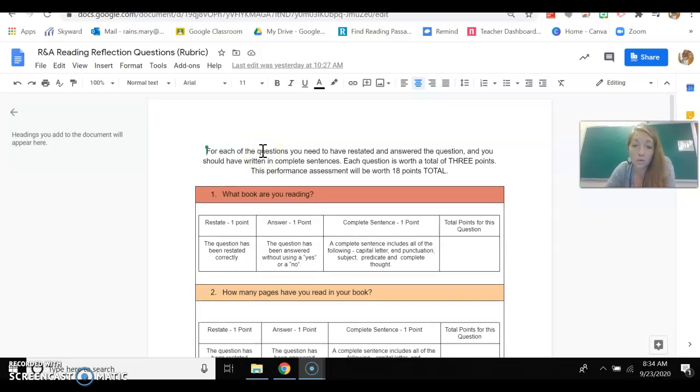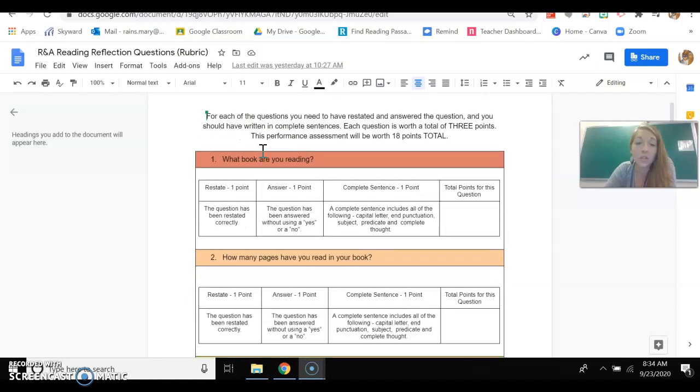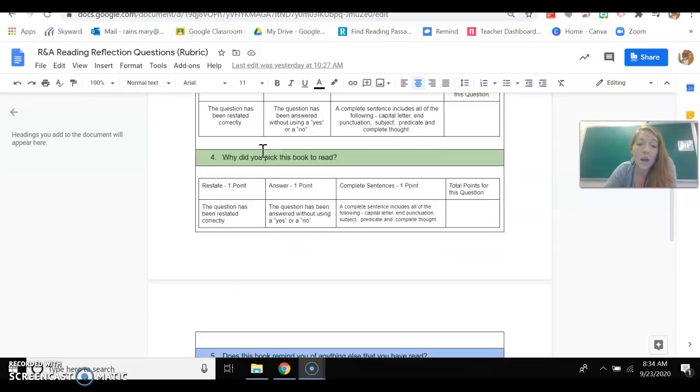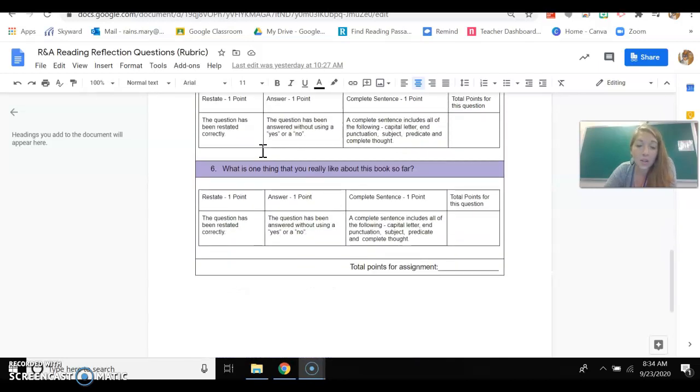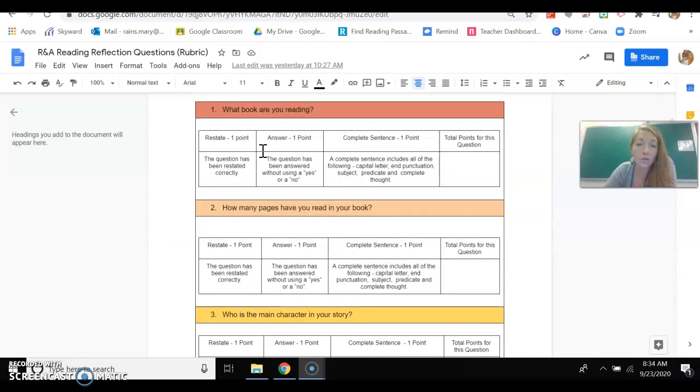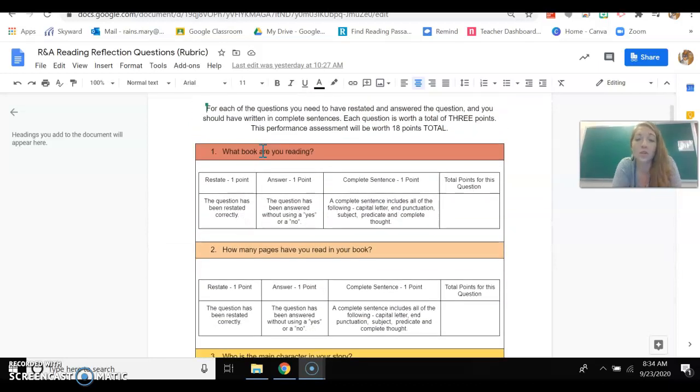for week 4's performance assessment, which is a series of restate and answer questions. And so for each of the questions, I just kind of put it in here so you could see more clearly how you were going to be graded. But for each of the questions, I'm looking for the restate, the answer, and that it is a complete sentence. So each question is worth 3 points total, and that's how you read that.